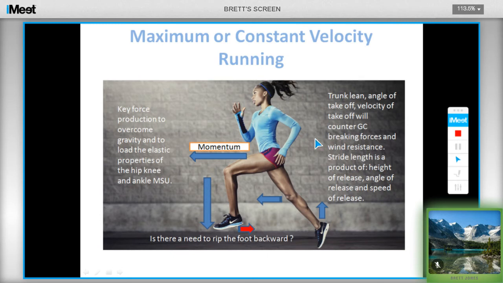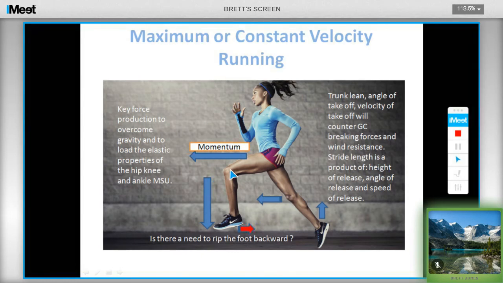And really, it's all about, at constant velocity, all we really need to do is maintain our momentum, maintain the current status quo of our velocity. We've got a little bit of horizontal forces acting on us in wind resistance, but we don't really need to generate a lot of backward foot action to overcome that horizontal force. Gravity pulling down on us is our greatest counter component.